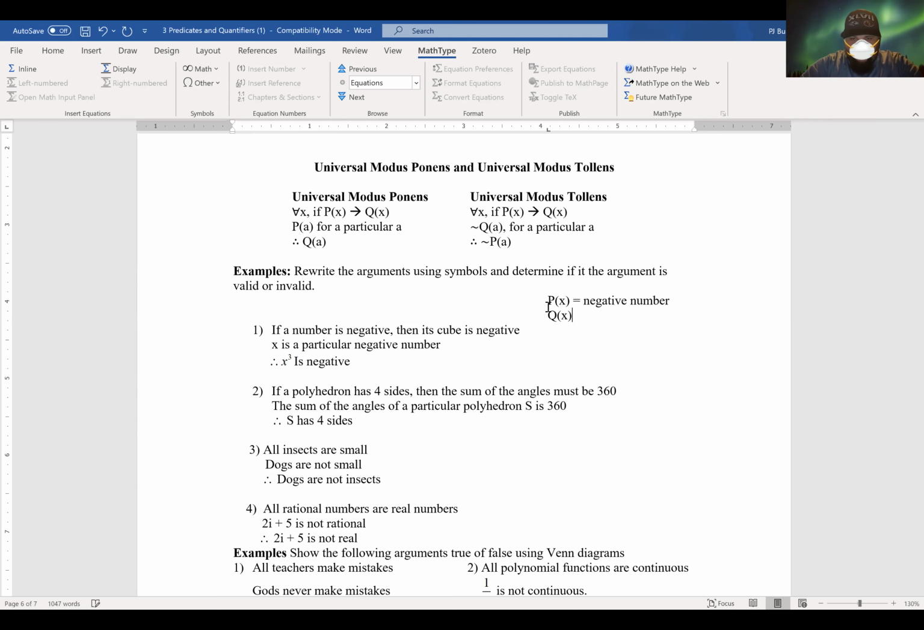Q of X equals the cube of, sorry, I guess I should say negative cubed number. Or negative cube, because it says the cube of the original number is also negative. So this is a negative cube.